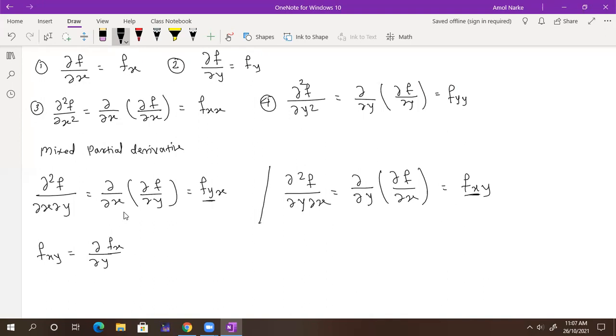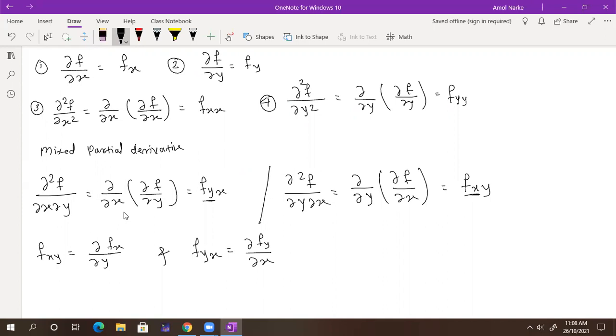And what is fx here? fx is the first order partial derivative with respect to x. And fyx is the partial derivative with respect to x of fy, so first fy and then fx. Clean and clear? Yes, sir. Okay, write down these notations. These are called the mixed partial derivatives.